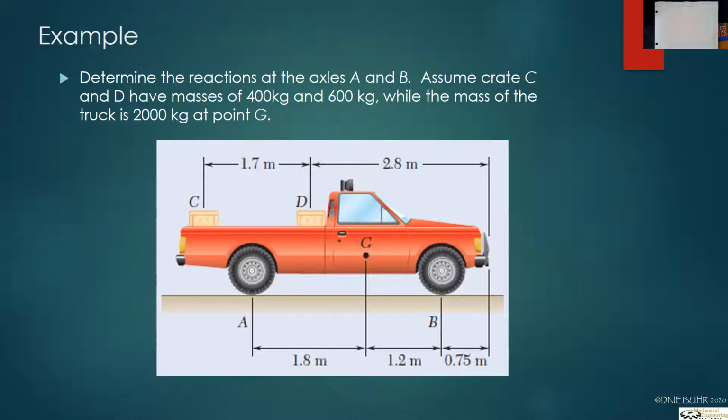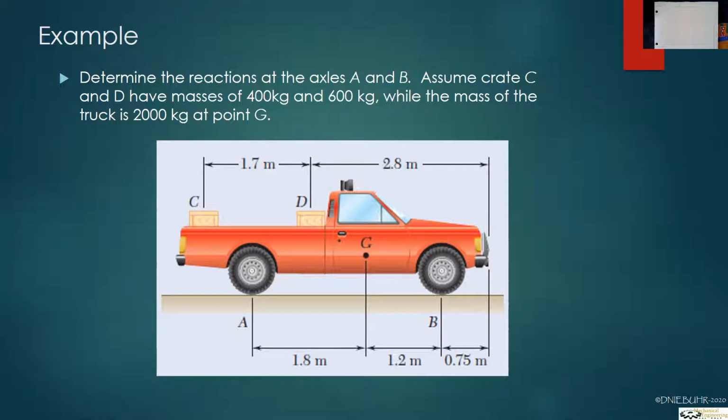So here we have a truck. We're given that it has two crates in the back, C and D respectively, 400 kilograms for C and 600 kilograms for D. The mass of the truck itself is 2,000, centered at point G, the center of mass. What we want to know is to determine the reactions on the axles A and B.